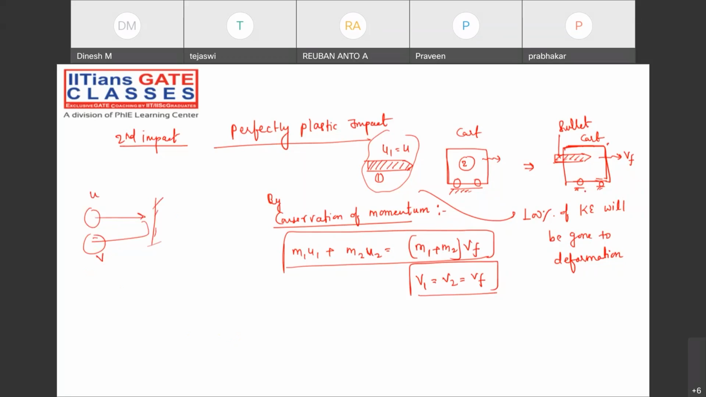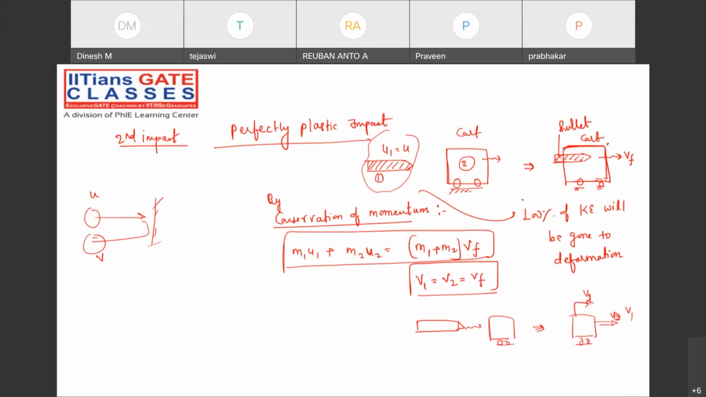It is not just getting attached. It is not just coming out from the bullet. Suppose this system is there, the bullet is there, and the cart is there. After impacting, the bullet is coming out with some other velocity, suppose v1, and the final velocity of the cart, suppose v2. Then we can say that the things are different.